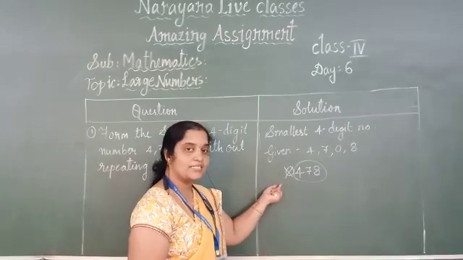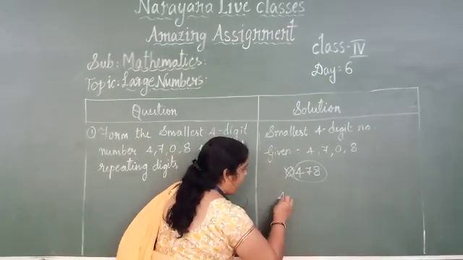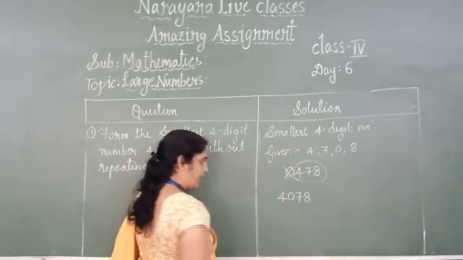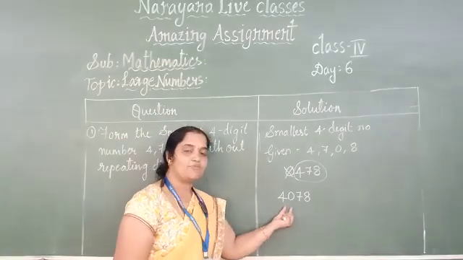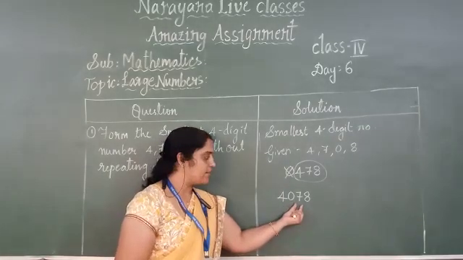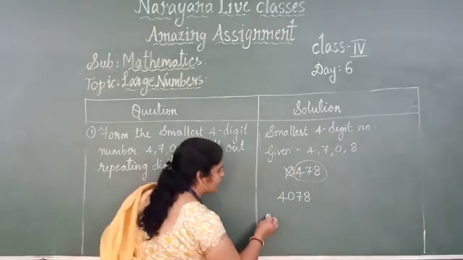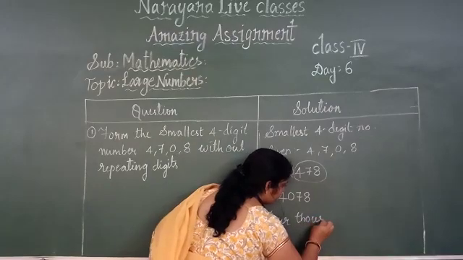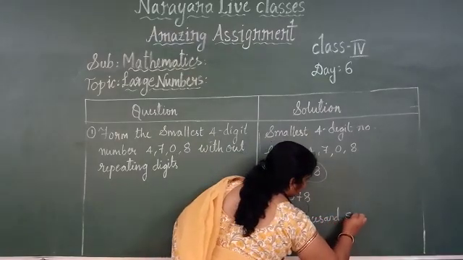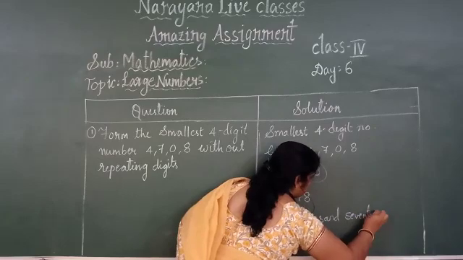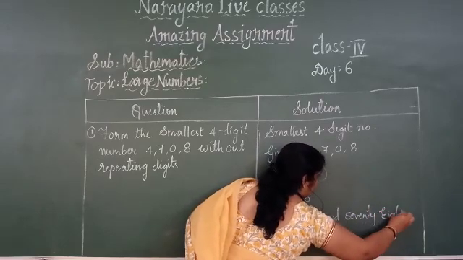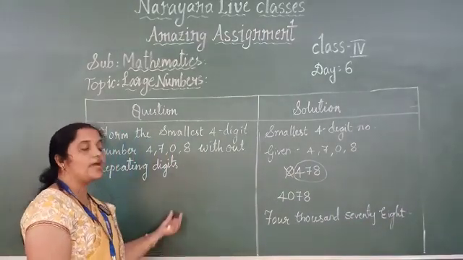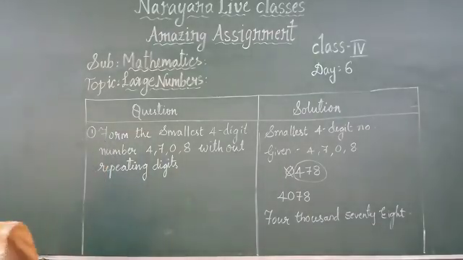The 0 should be placed after the next smallest number. So, what is the next smallest number? 4. So 4 is followed by 0, then 7, 8. The smallest 4-digit number is 4078. I hope you understood the first question. Let us move on to the second question.